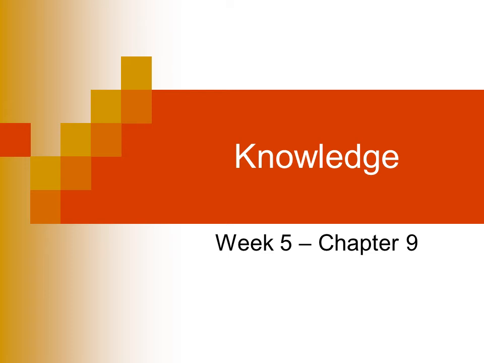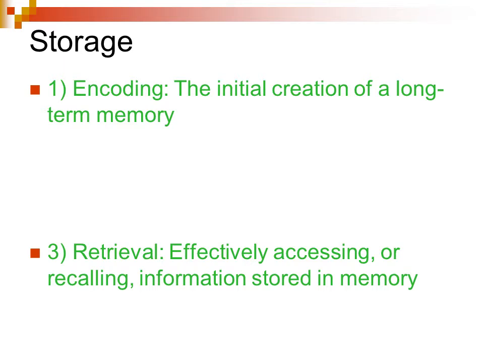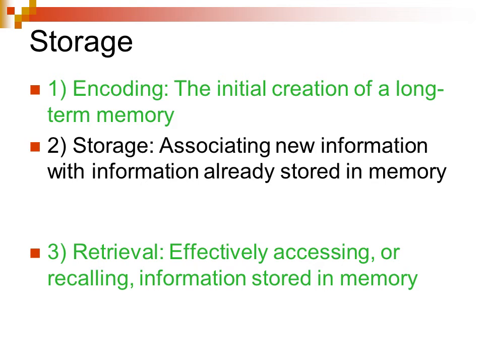Today we'll be discussing knowledge, and more specifically how knowledge and information is organized and stored in long-term memory. To put things into perspective, a couple chapters ago we talked about encoding, or getting information into long-term memory, and we also talked about retrieval, getting information out of long-term memory. So today we're going to talk about the middle step of storage, associating new information with information already stored in memory. In other words, we're going to be talking about how information is kept or arranged in long-term memory.